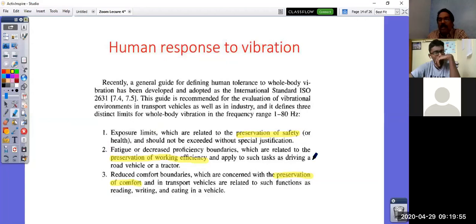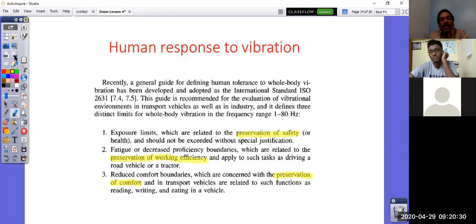So always you see that standards are given, and the test data are presented in ISO 2631 for this fatigue or decreased proficiency boundaries. And if you look at the boundaries for exposure limit, they will be 2 times higher than what is there for this. And for the reduced comfort boundaries, the amplitudes on the y-axis can be 3.15 times lower than what is there for this fatigue or decreased proficiency boundaries.